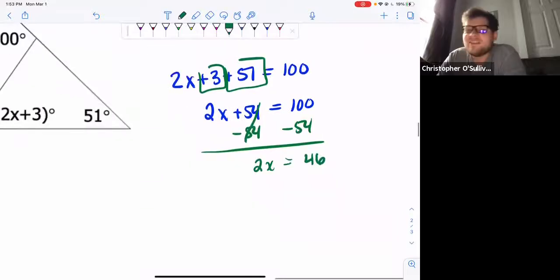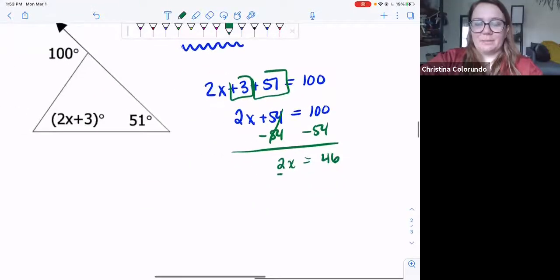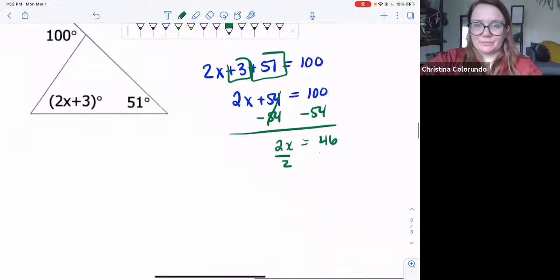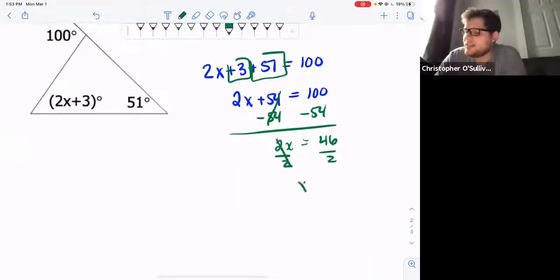And then Missy, how do I get rid of my multiply by 2? You would have to divide both sides of the equation by the number 2. Perfect. So I get x is equal to 23.